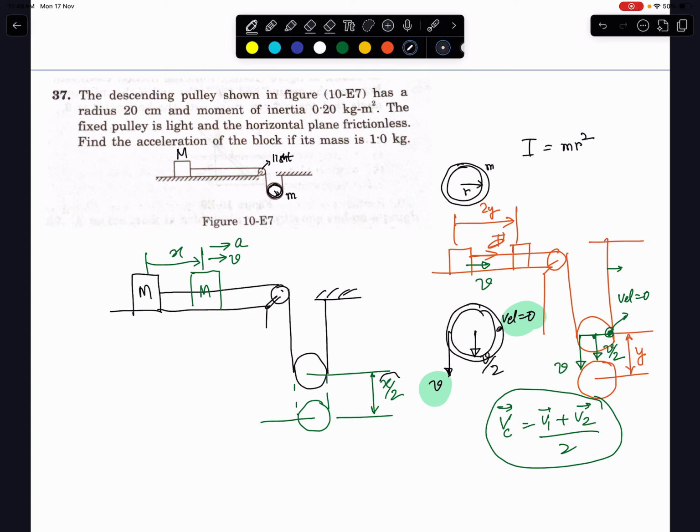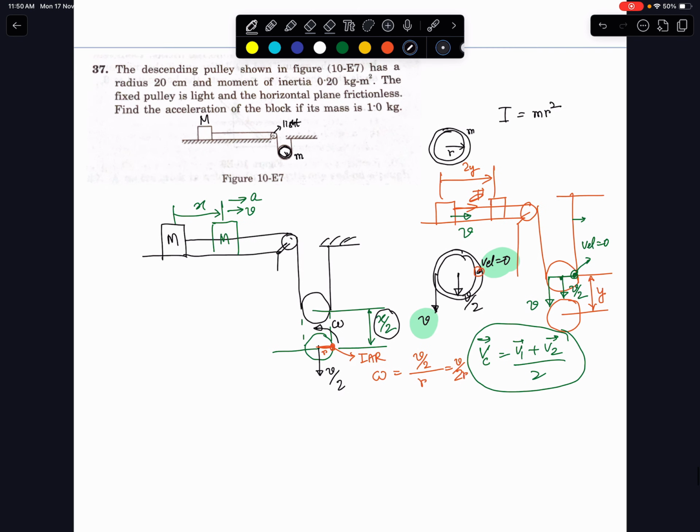So obviously this will go down x by 2, and this has velocity v by 2 and angular velocity omega that we can find. This end is at rest, so this is the instantaneous axis of rotation. So the angular velocity of the pulley is v by 2 divided by the radius of the pulley, so v by 2r. Now we can use the energy equation: loss in potential energy is equal to gain in kinetic energy of the system.